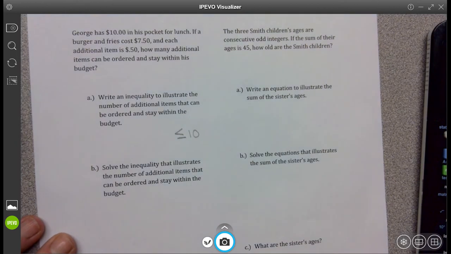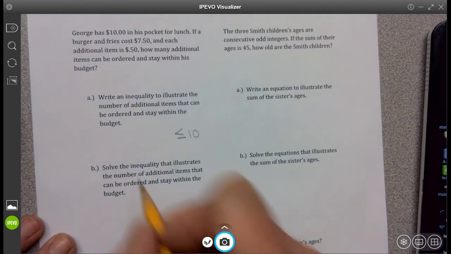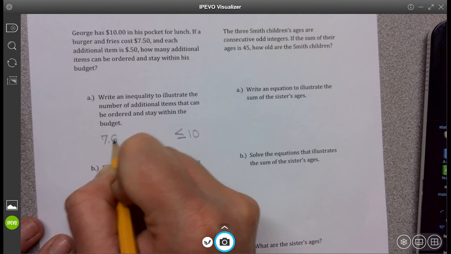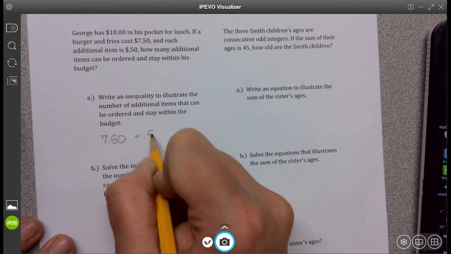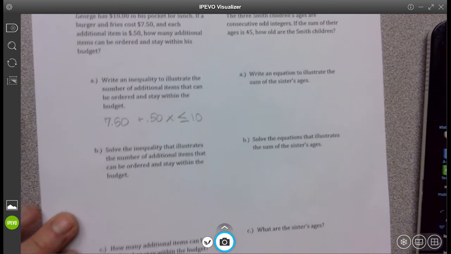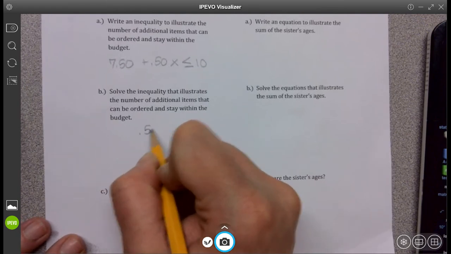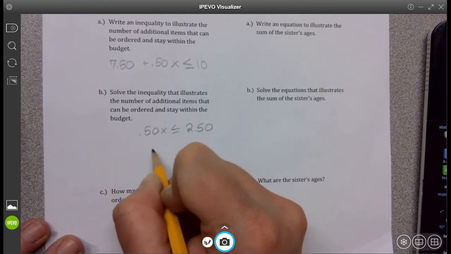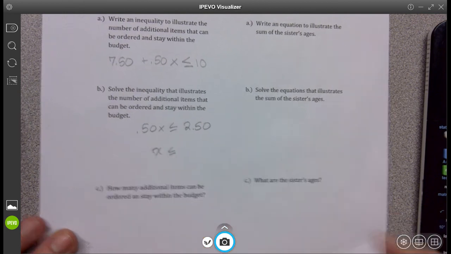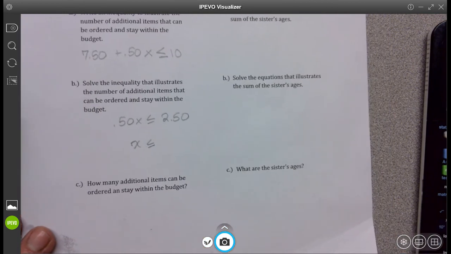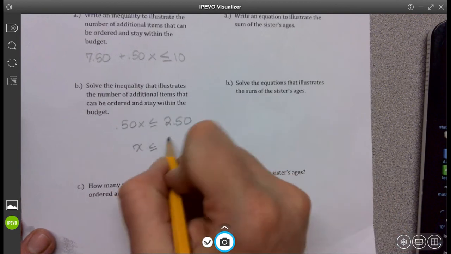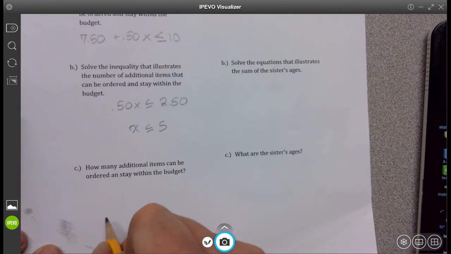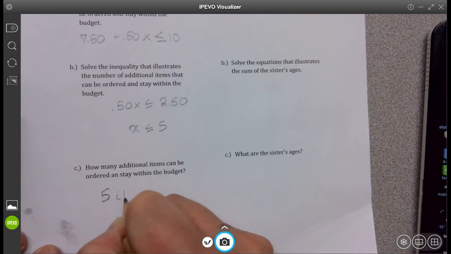They wanted you to write an inequality, not an equation. They say that your burger and fries are $7.50 plus then 50 cents for each additional item you want. When you go ahead and solve, you're like, okay, I have $10. I spent $7.50. Then I divide by 0.5. So I have 5 items. So how many additional items can be ordered? 5 items or less, because we said inequality.